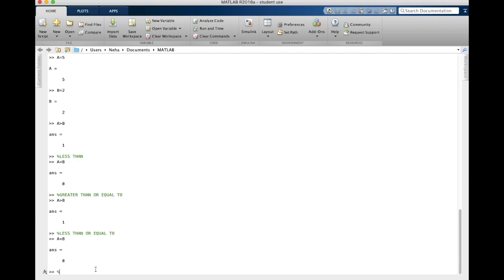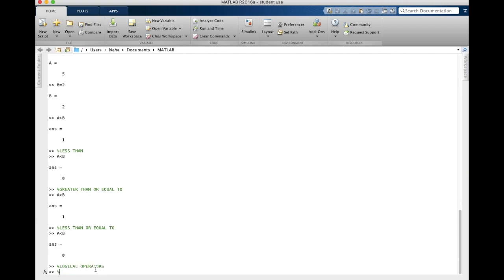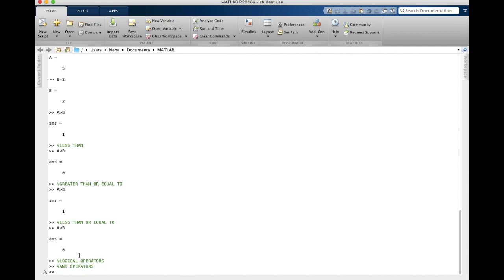Now let's check the last type of operator, which are logical operators. The first one is the AND operator. This will compare expressions to determine whether the values are non-zero. The AND operator takes two different values and puts them together to check whether they're true or false.